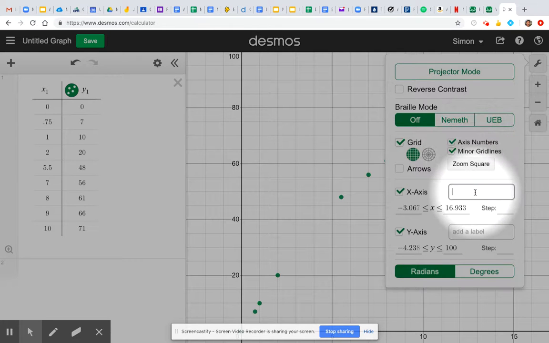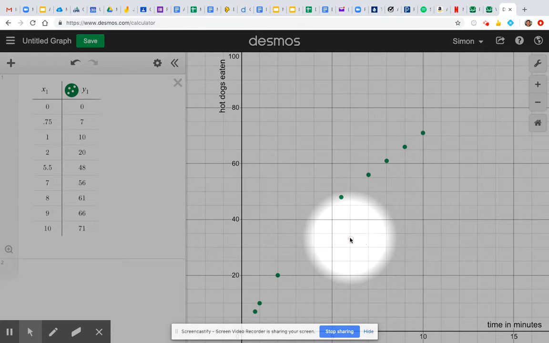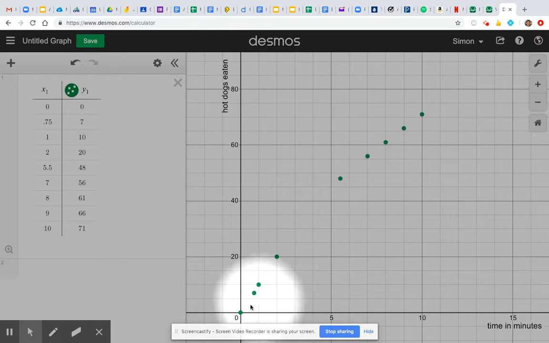We can also add labels. X-axis was time in minutes. Y-axis was hot dogs eaten. Okay, so what you see here now is that we have all of our numbers on here, and they kind of appear to be falling. You know, they're definitely going up because he's eating more hot dogs as time went on, but it does not look like it continues up at a straight rate.